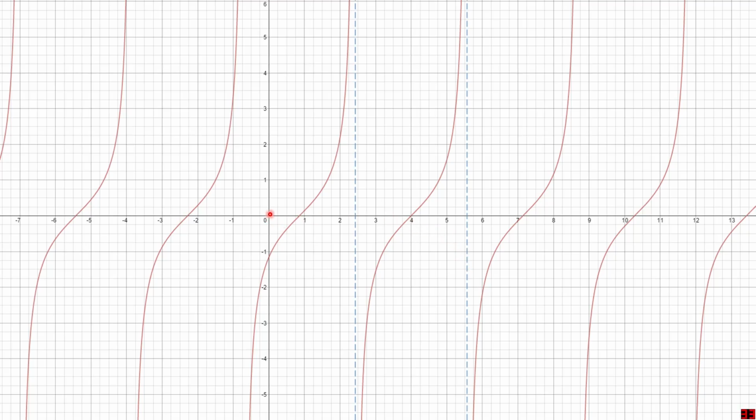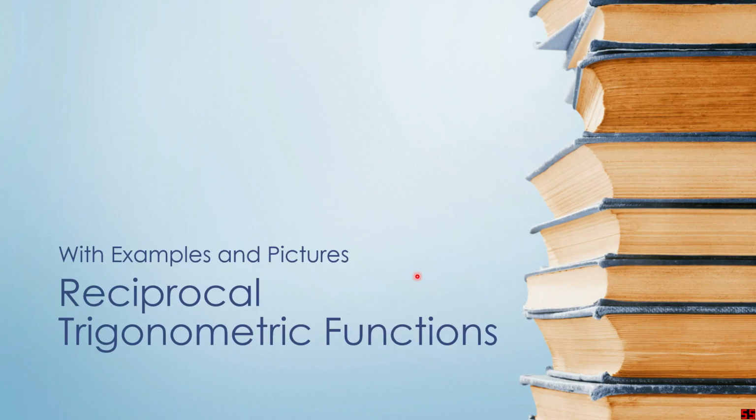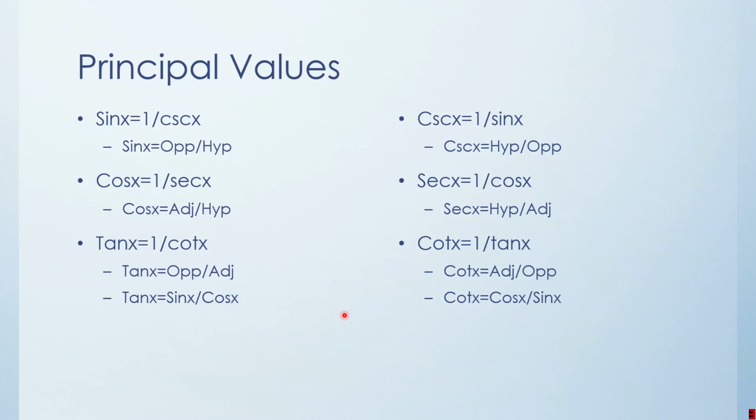Instead of having it at 0, the midpoint is right here at 4, and then you'd continue graphing it as you would with any other graph. And so, reciprocal trigonometric functions with examples and pictures.